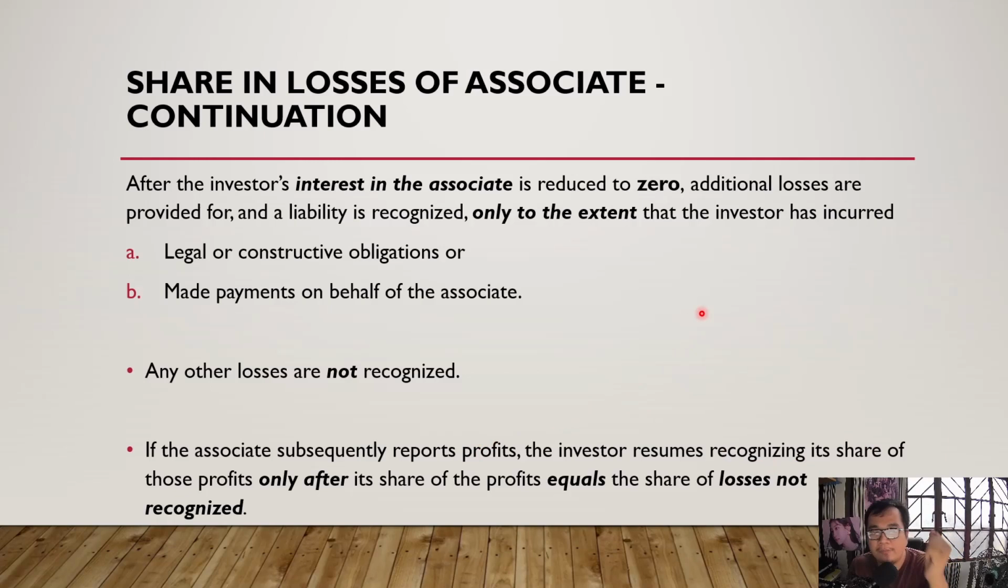So let's say, for example, nag-zero out na yung interest mo kay associate. Tapos nagkaroon pa ng additional losses of 200,000 pesos. So, times mo 20%, that's around 40K. Ngayon, pagka next year, si associate, nagkaroon na ng profits. So, before ka mag-recognize ng share mo sa profits na yun, itapal mo muna yung losses not recognized. In this case, the 40K. Mag-allocate ka muna para ipangtapal doon sa unrecognized losses bago ka mag-recognize ng profit. So, take note of that lang.